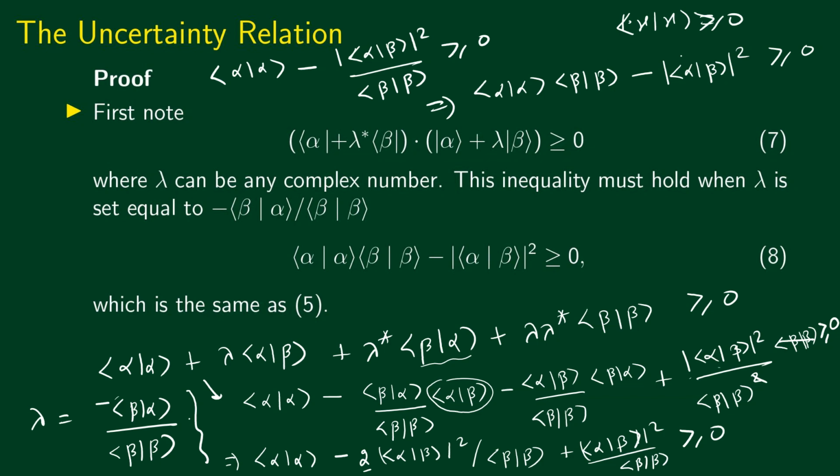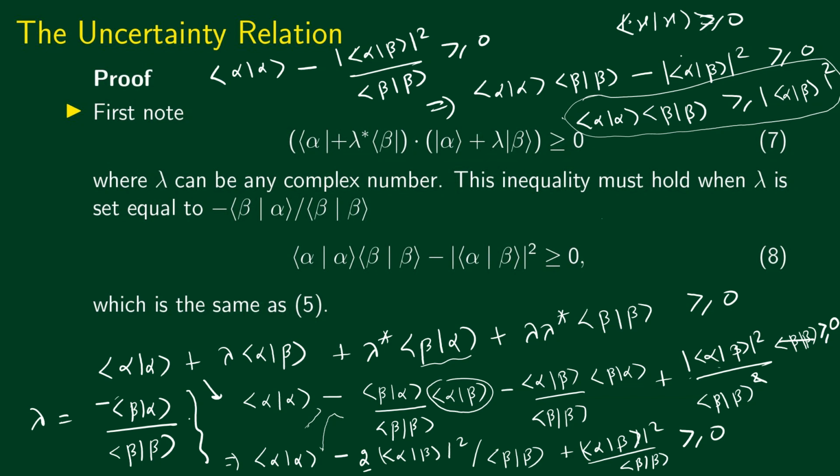So we can write this as bracket alpha alpha multiplied by bracket beta beta is greater than or equal to modulus square of bracket alpha beta. This is the Schwarz inequality that we wanted to prove. So we have proved the Schwarz inequality or lemma 1 that we need for the proof of the general uncertainty relation. So Schwarz inequality essentially follows from the positive definiteness of a metric.